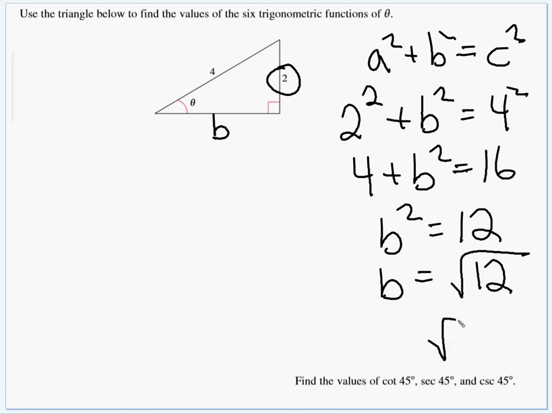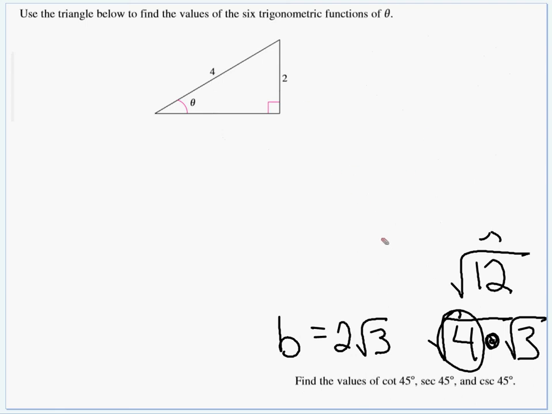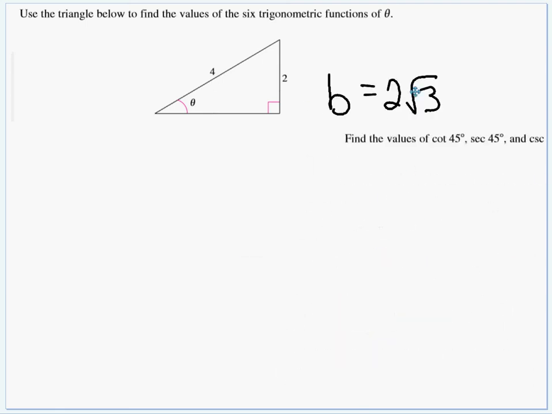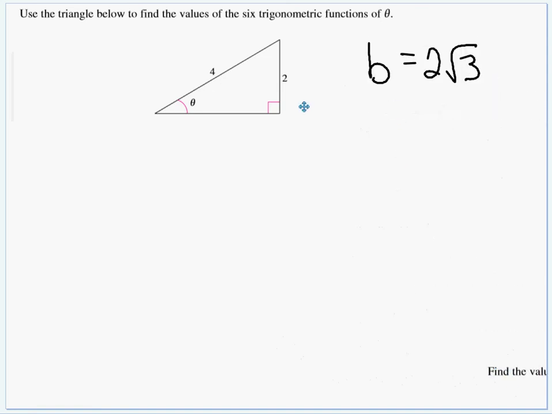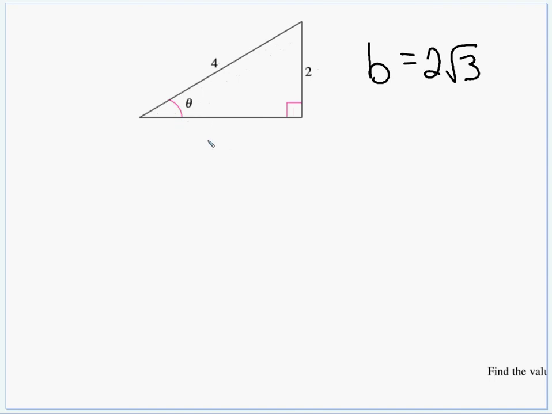And remember, 12, we could write that as the root of 4 times the root of 3. And the square root of 4 is 2, so that's going to be 2 times the square root of 3. 2 root 3. So there's our missing leg of this triangle. And I'm just going to put this out of the way up here, and make this a little bigger. Here's our angle theta. So this 2 root 3 is the adjacent side.